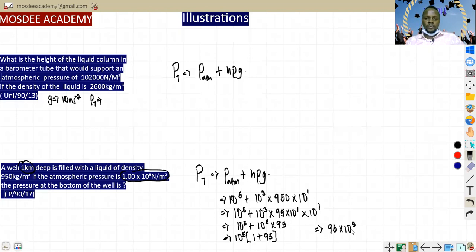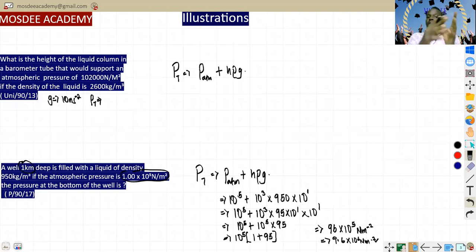Because we are looking at the pressure at the bottom, and pressure is always measured in Newton per meter squared, this is the answer, or you write it as 9.6 times 10 raised to the power 6. It depends on the option, and that is how to solve questions of this nature. So keep that in the back of your mind, and that is how we solve this. I hope you understand this.